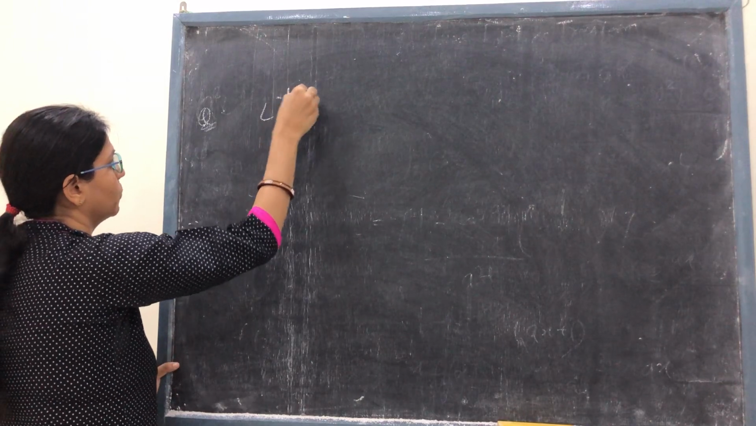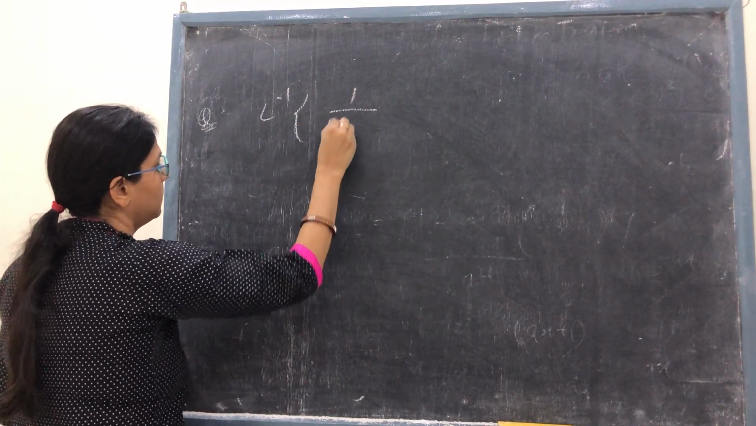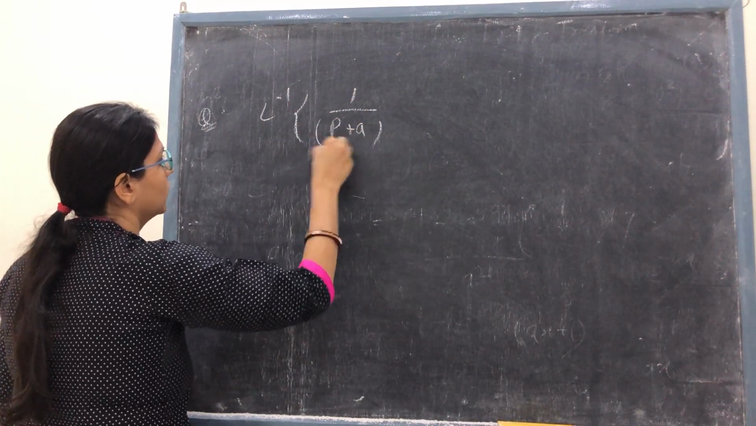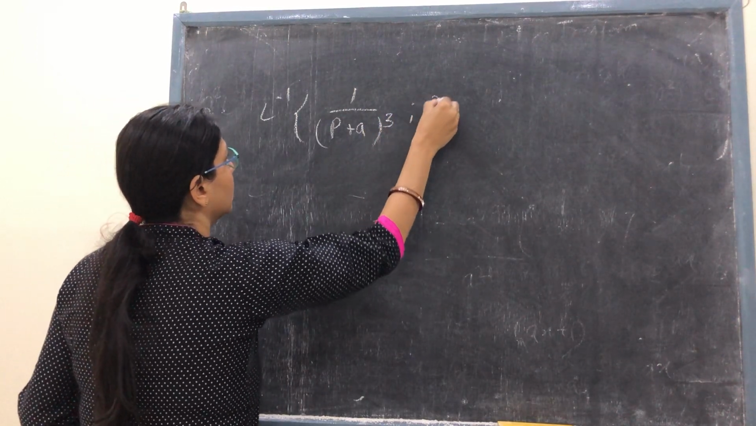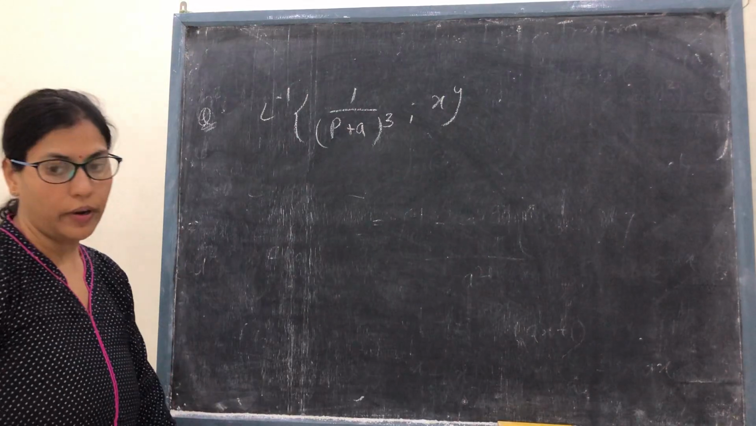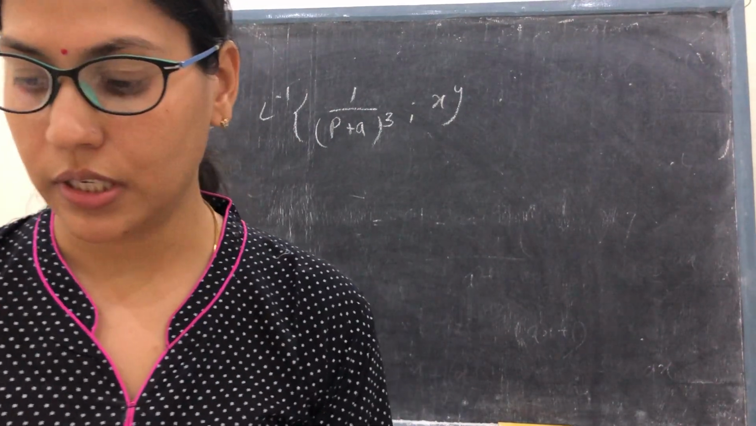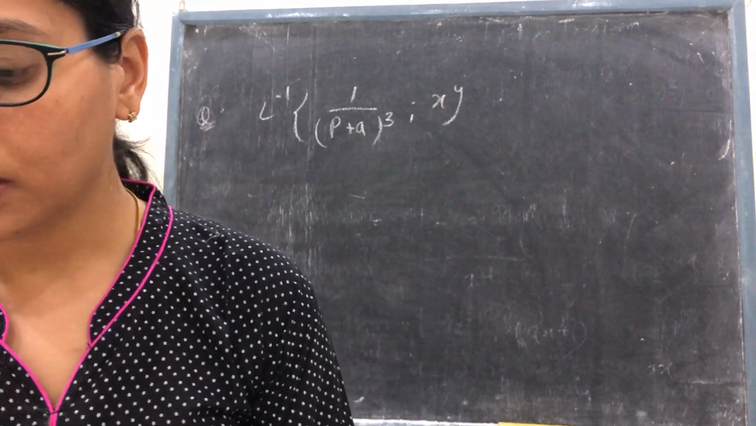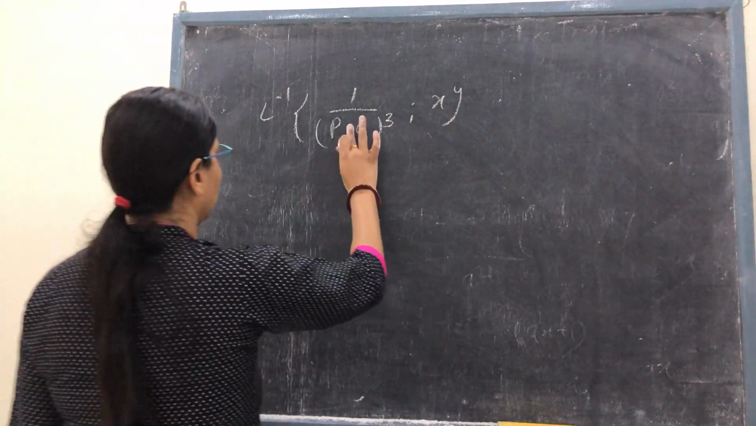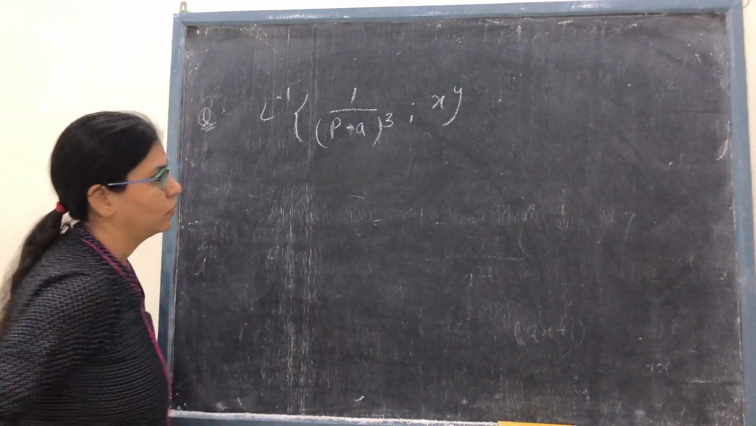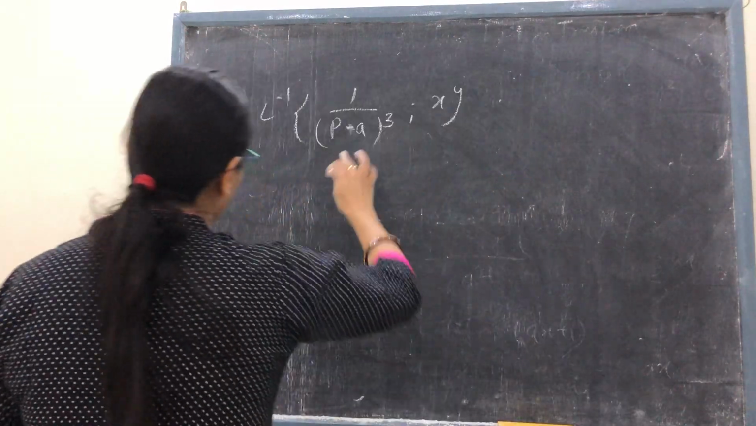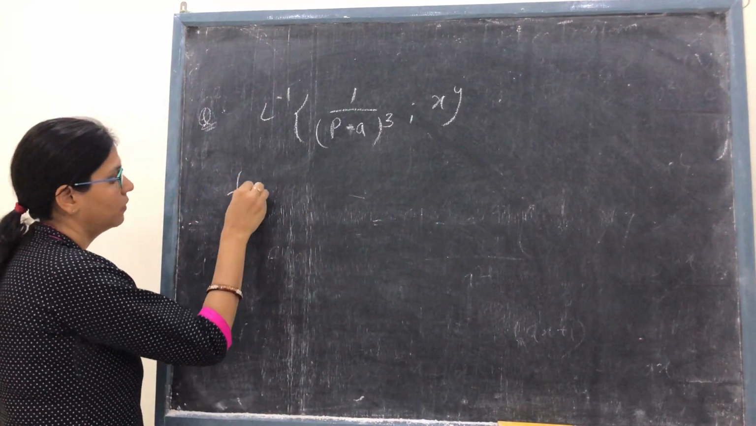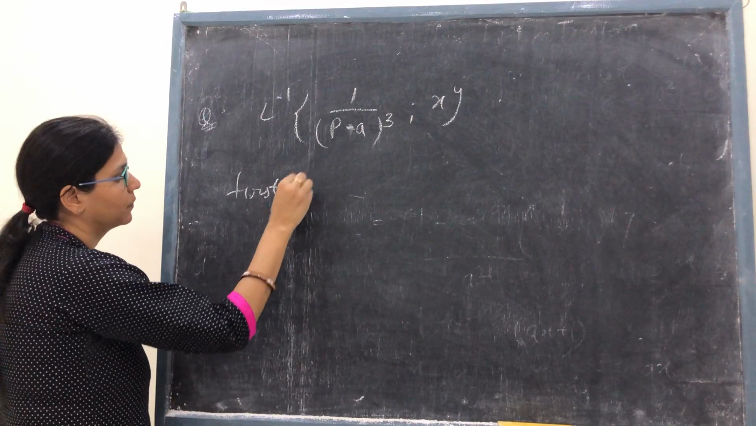Then we have this question: 1 upon (p minus a) whole cube. We have to find the Laplace inverse of this function. There are various methods. The first method uses the first shifting property.